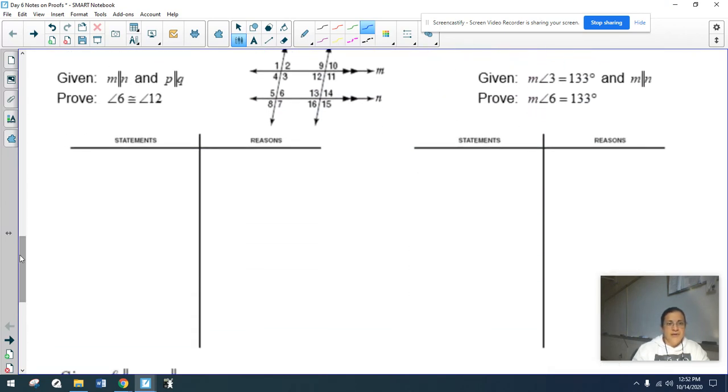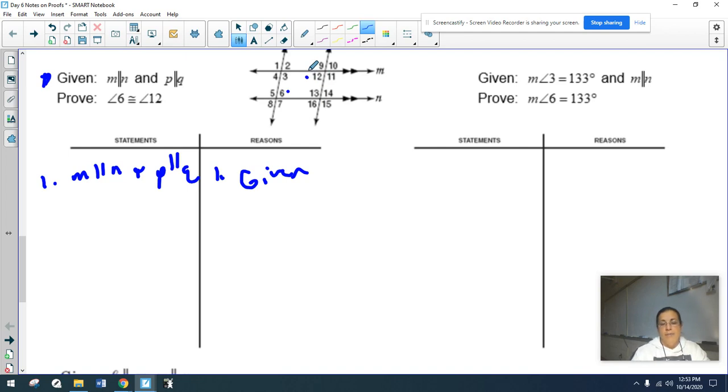Okay, I got 2 more for you today. If you're brave, pause me and try it on your own. So I'm going to start with the givens for step 1. If there's more than one given, you are welcome to put them all in the same thing. So I'm putting both of those givens in the same one. So all they're telling me is M and N are parallel, and then P and Q are parallel. That's all they're giving me. They want you to show that 6 is going to be congruent to 12.